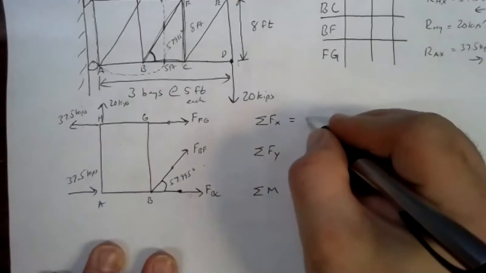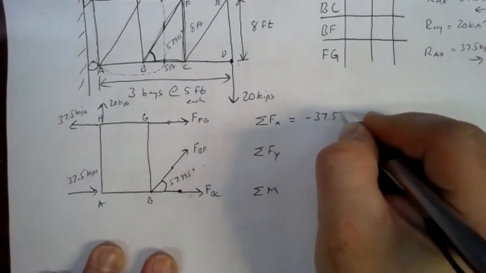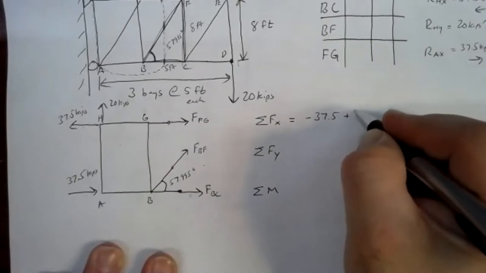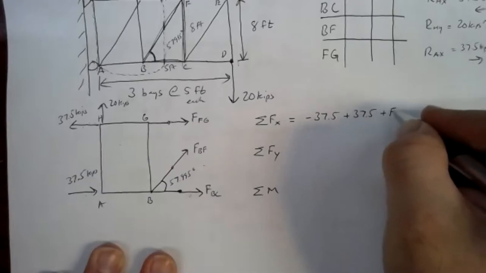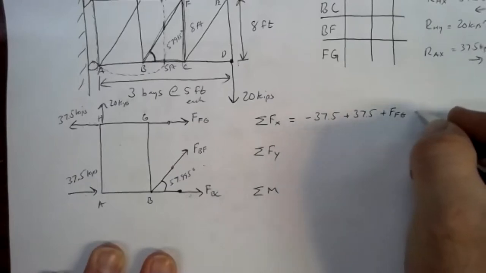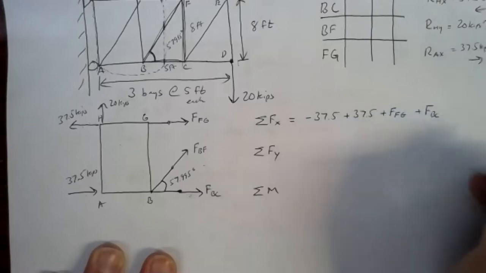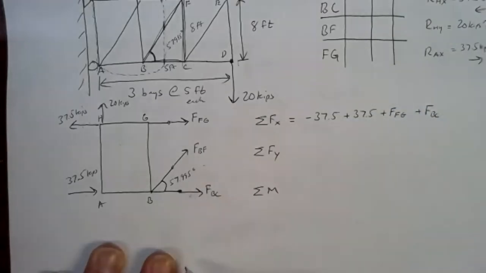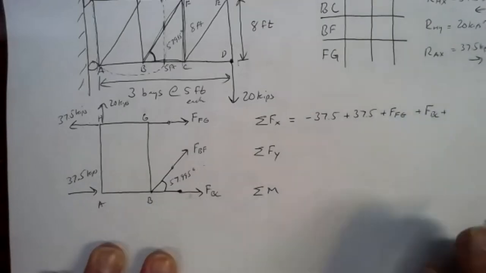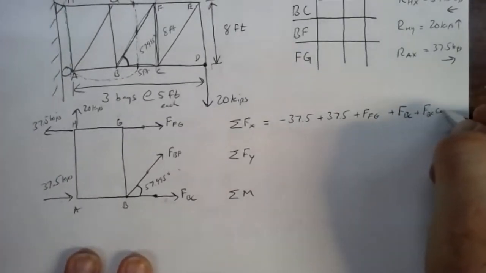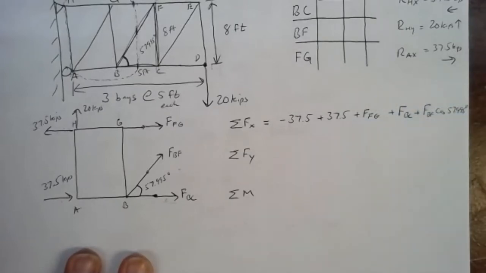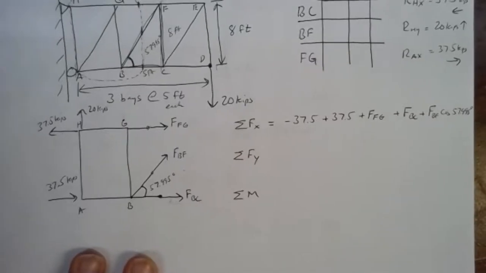We've got 37.5 to the left. We've also got 37.5 to the right. We've got all of FFG. We've got all of FBC. And then we've got a piece of FBF. It's the adjacent piece, and adjacent goes with cosine. So we have FBF cosine of 57.995 degrees. So that's our x direction equation.